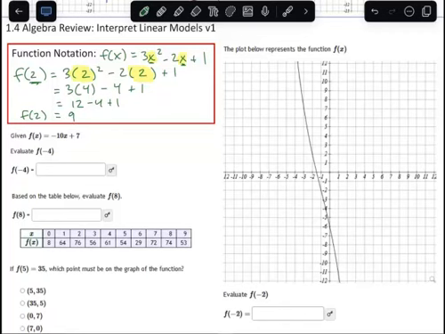Now, when you're entering these on MyOpenMath, you can enter it as an equation if it allows it. But for the most part, your answer would just be f of 2 is equal to 9.